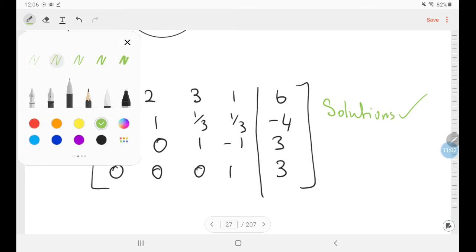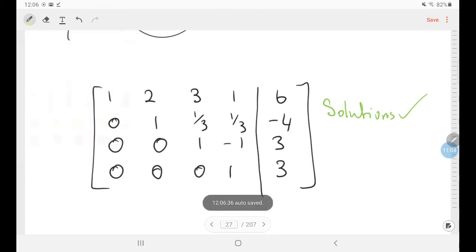Now we can have a look at the pivots. There is a pivot here, here, here, here, and I think the variables were A, B, C, D. So A has a pivot, B is a pivot, C is a pivot, D is a pivot, so there are no parameters. And that means there is no variable that can take on infinitely many values. So that means there's a unique solution.